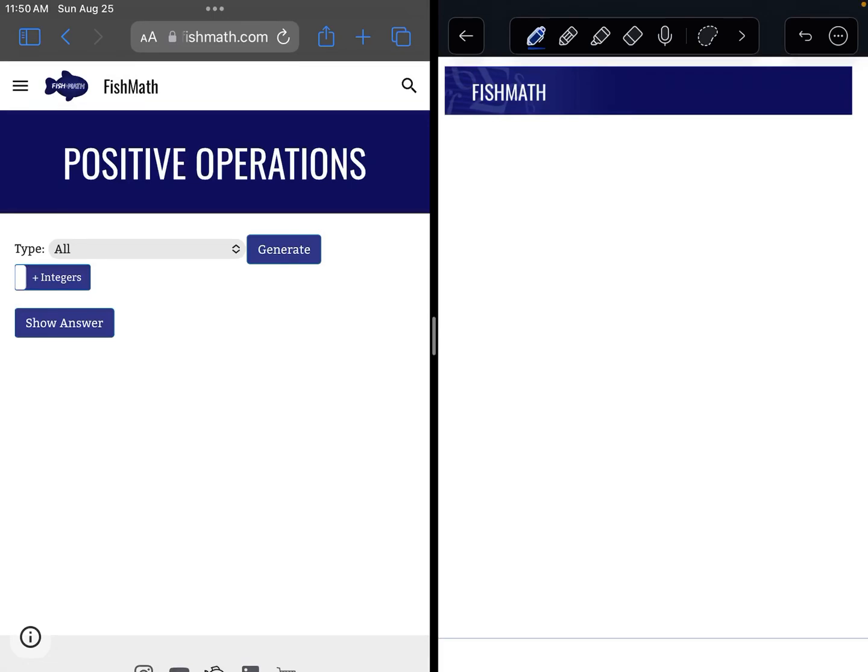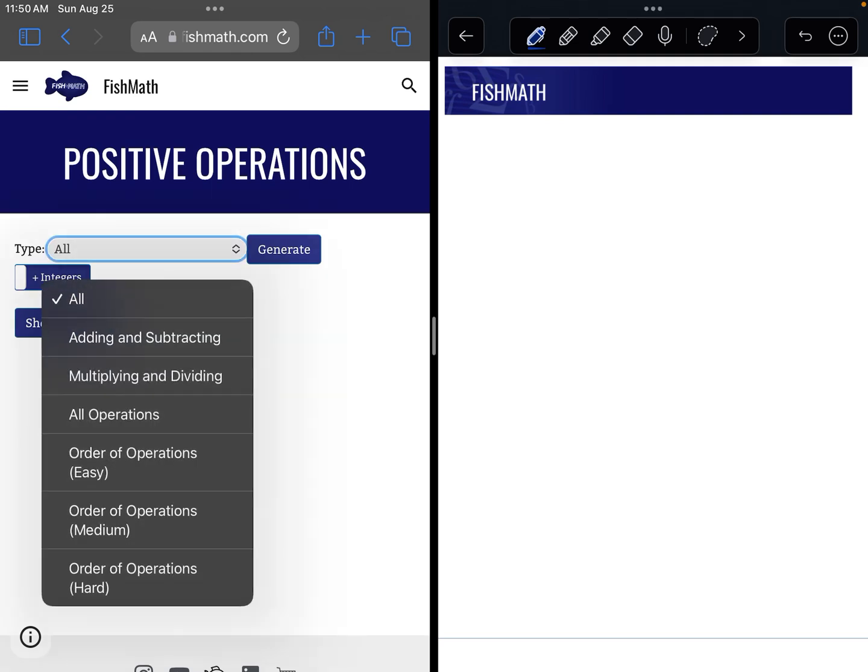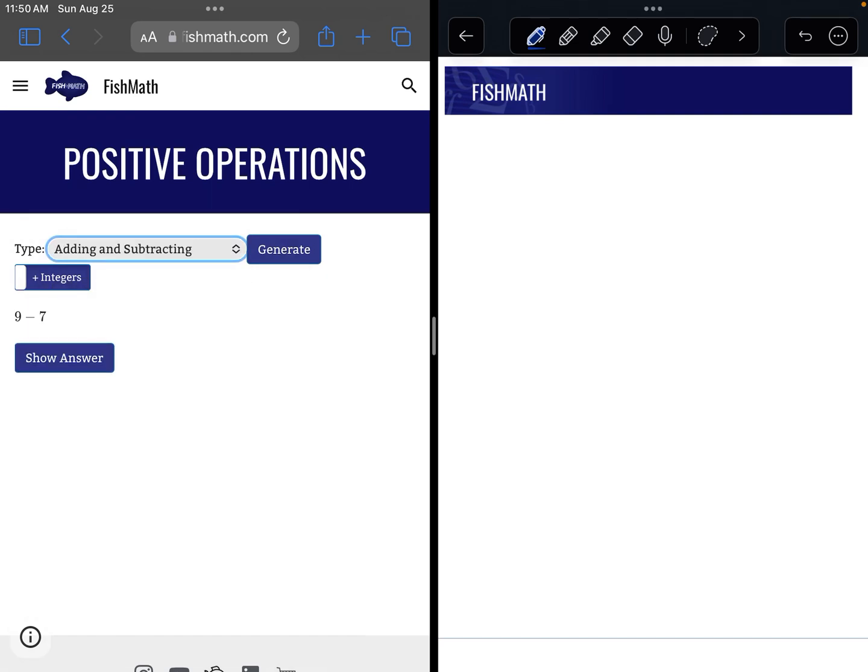Let's look at how to solve some problems involving all positive values. So let's start off here with some adding and subtracting, and integers are pretty straightforward, so let's do a little more complicated here. Let's do some rationals, adding and subtracting.